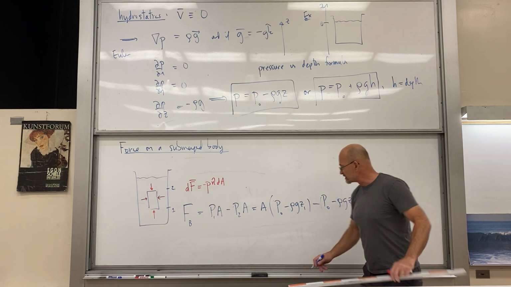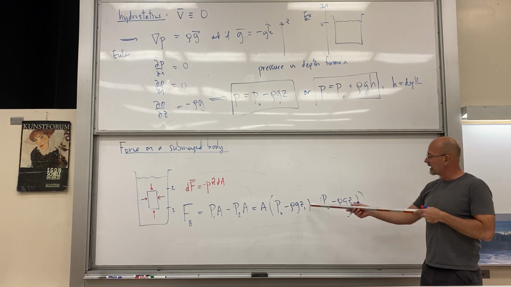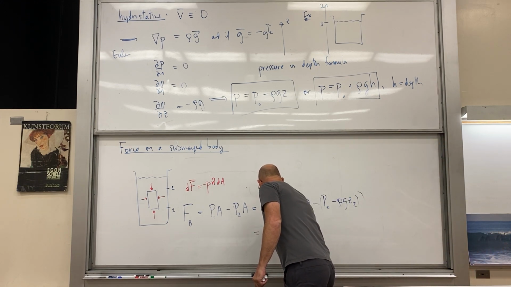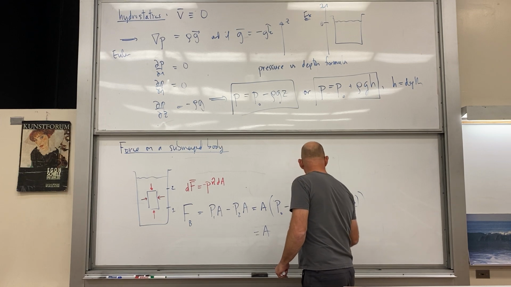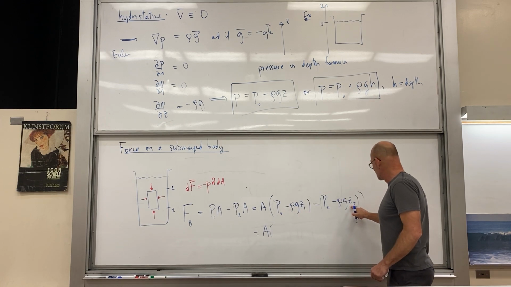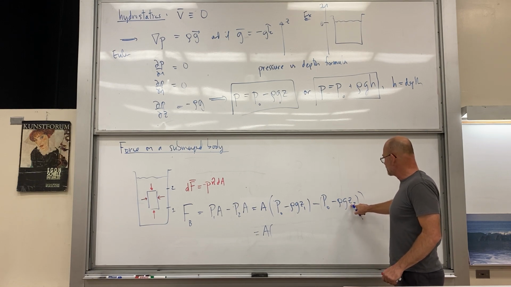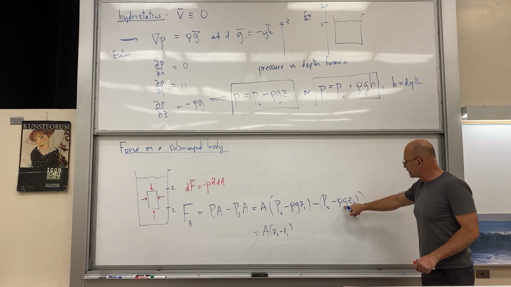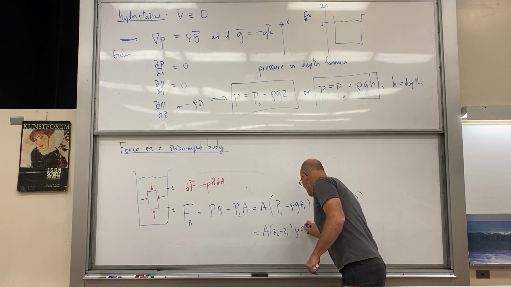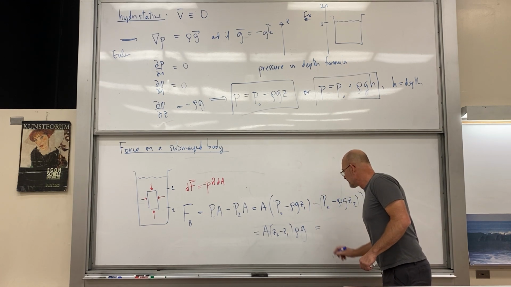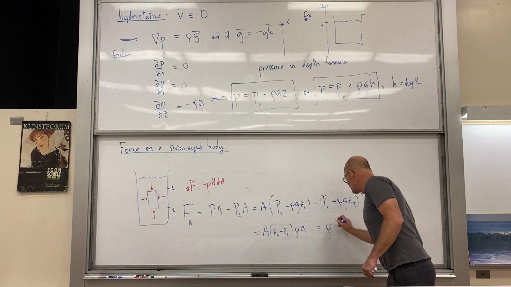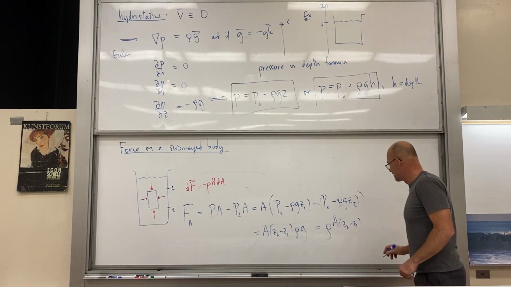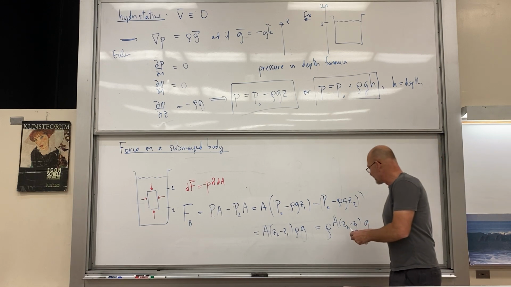Okay, so let's just look at this. P0 minus P0. So minus rho G Z1 minus negative, so we have rho G Z2. So what we end up with is the P0s are gone, A times, here I'll factor it out, Z2 minus Z1, and then what's left is rho times G. So what's going on here? Well, let's write it this way, rho times A times Z2 minus Z1 times G, and we'll place some parentheses here.